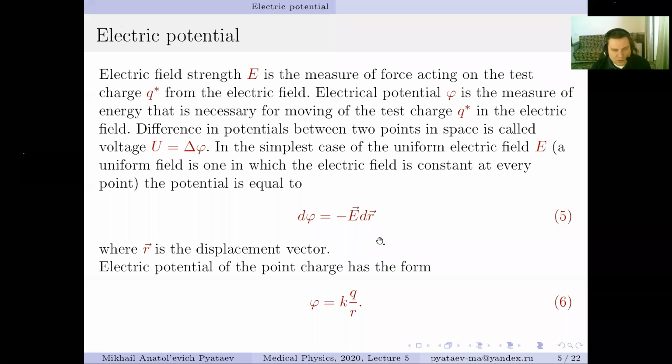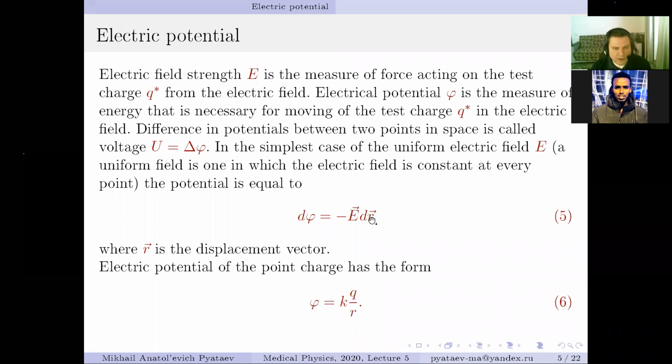The definition of phi is equation 5. So the change of the potential between two close points is given by equation 5, and dr here is the infinitesimal change of the radius vector r, or the displacement vector of the particle.